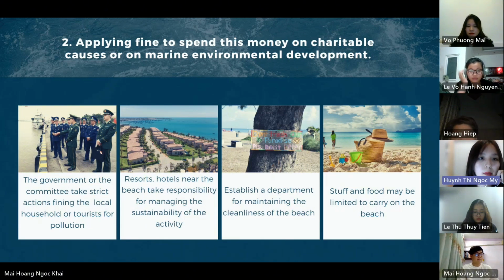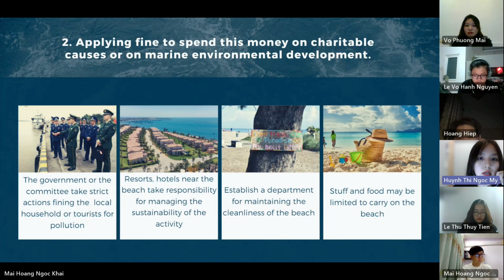After cleaning Mui Ne Beach, the government or the committee in the Mui Ne area should establish a department which is responsible for maintaining the cleanliness of the beach and take strict action, like fining those individuals, including local households or tourists, for pollution. The organizations such as the resorts and hotels near Mui Ne Beach, which take profits from tourism services, should also take responsibility for managing the sustainability of the activity.